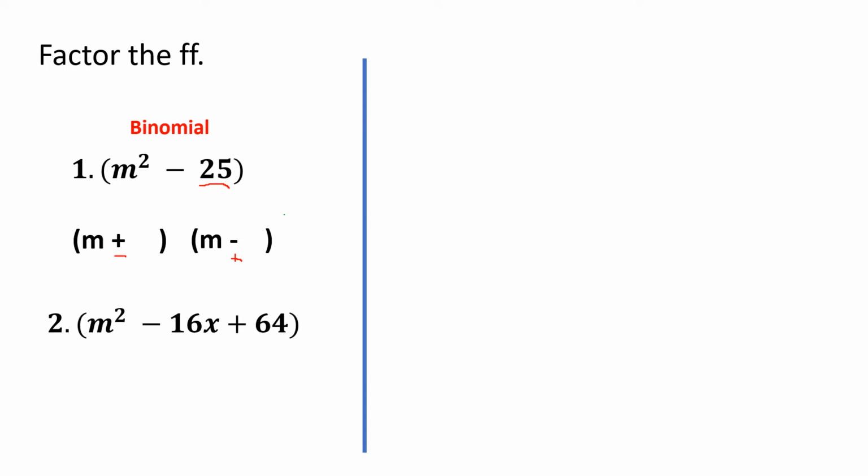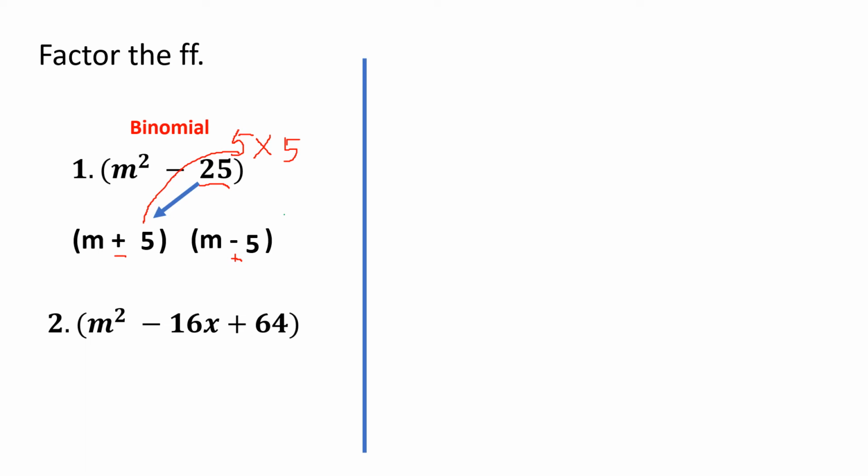Ano po ba yung number na pwede po natin i-multiply sa kanyang sarili na ang sagot ay 25? Obviously, that is equals to 5. And if we multiply 5 times 5, that is equals to 25. Pag nakuha mo na yung number na yan, you got your final answer. And therefore, yung kanilang factor is 5 and we have 5. So, your factor now is m plus 5 and m minus 5.